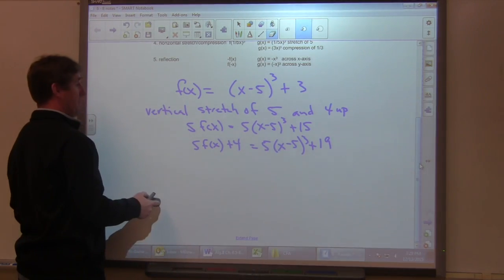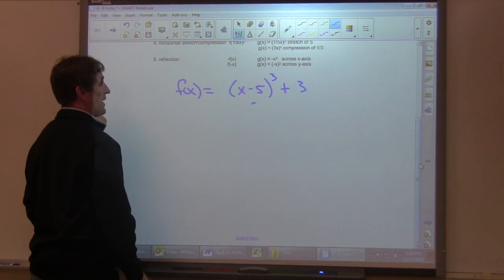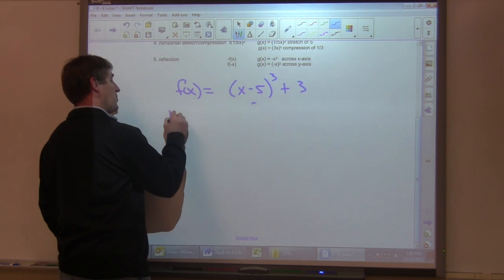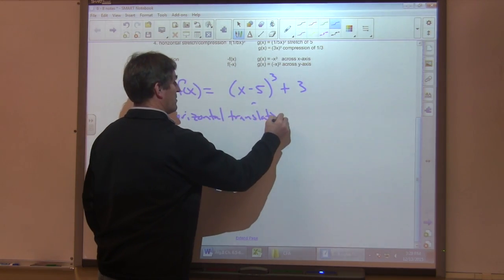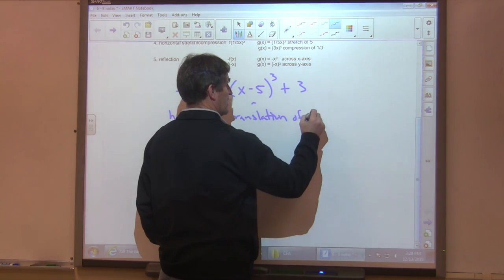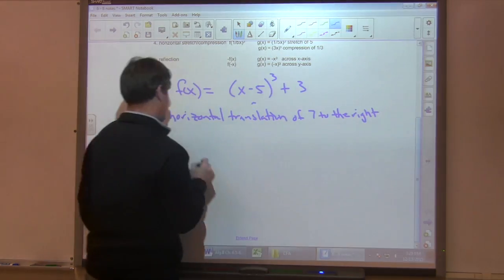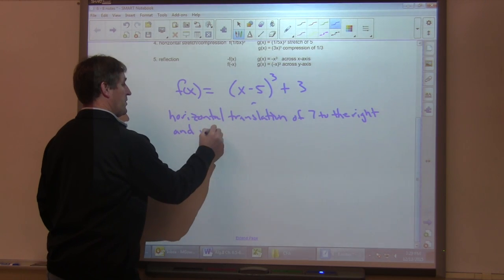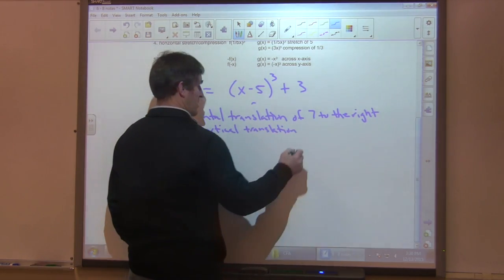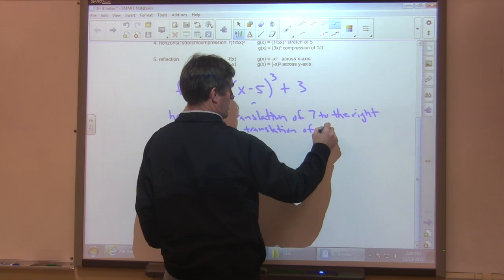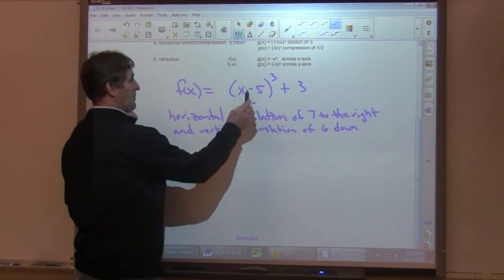Let's take the same function. And let's say that we do a horizontal translation of 7 to the right, and a vertical translation of 6 down. All right? So horizontal, remember, it happens inside, so it affects the x.